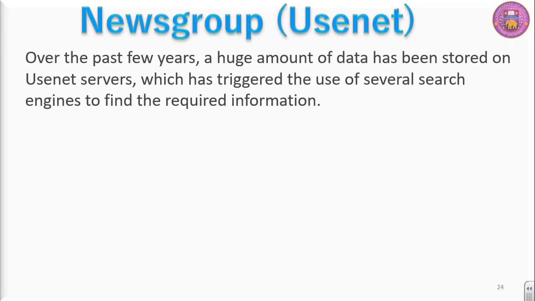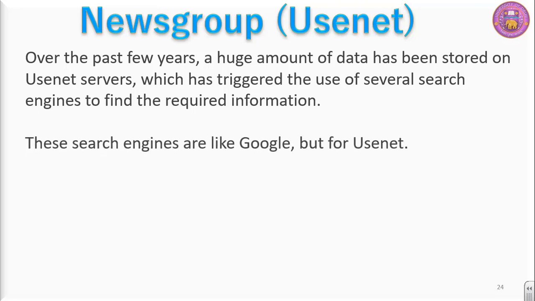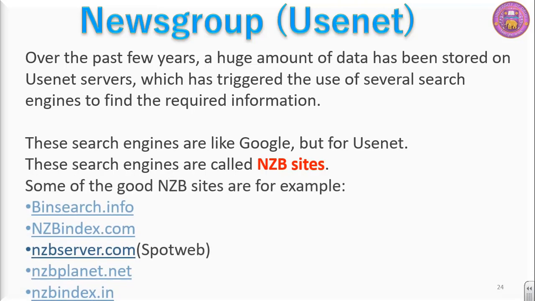Over the past few years, a huge amount of data has been stored on Usenet servers, which has triggered the use of several search engines to find the required information. These search engines are like Google, but they are only meant for Usenet. These search engines are called NZB sites. Some good NZB sites are, for example, binsearch.info, nzbindex.com, nzbserver.com, nzbplanet.net, nzbindex.in. All these are examples of NZB sites.